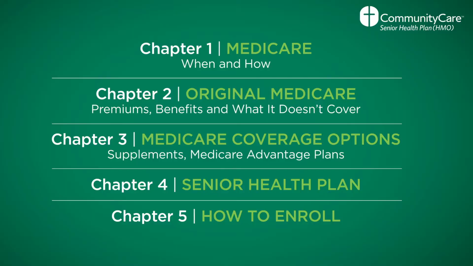Here are the topics we'll be covering. Medicare, when and how to enroll, original Medicare premiums and benefits and what it doesn't cover, your options for additional coverage, which would be Medicare supplements and Medicare Advantage plans. Then we'll talk about senior health plan offered by Community Care Choice. We'll show you the benefits included in our most popular plan levels and then go over your enrollment timelines.